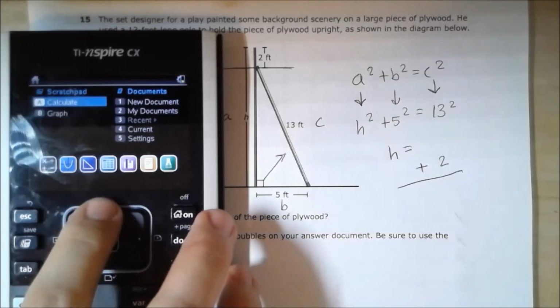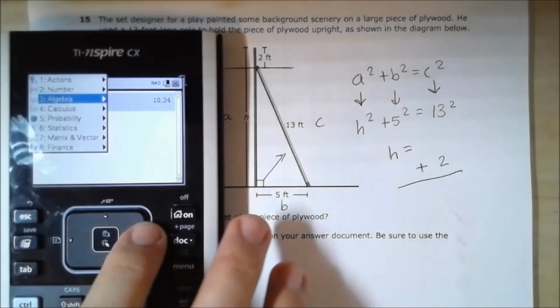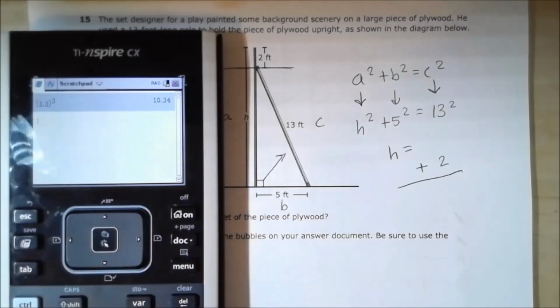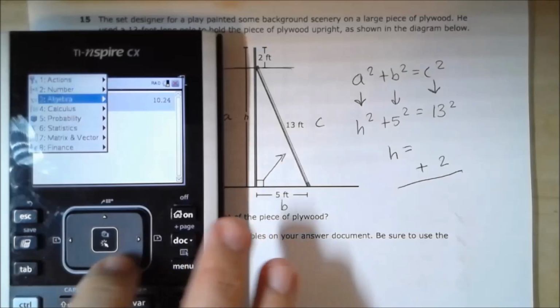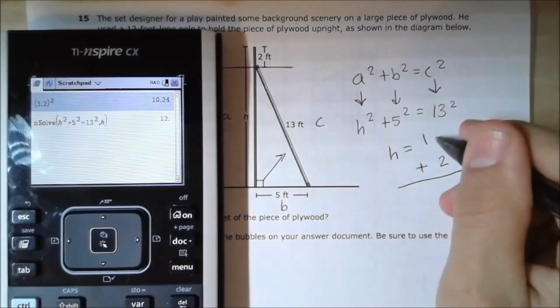So I'm going to go over to calculate, and I'm going to hit menu, algebra, numerical solve, and I'm going to go ahead and put in h squared plus 5 squared equals 13 squared, comma h, and it gives me 12. So h is equal to 12.